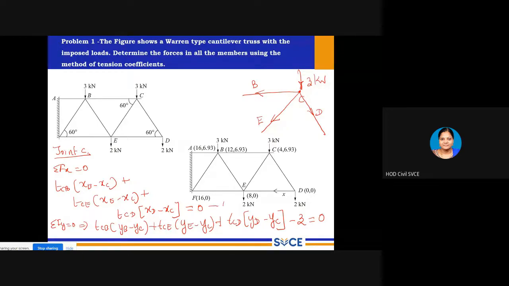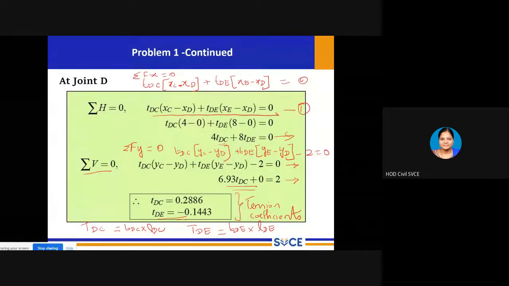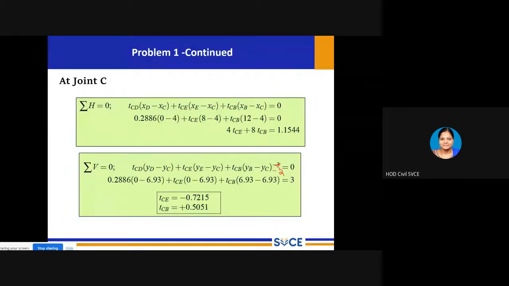Okay, so this is, again, the first equation and this is the second equation. So again, you have to substitute all the coordinates, the coordinates of the points B, C and E, similarly D. We already know the value of TDC, that is 0.2886, we already got from joint D. So TCD value is already known, so we have substituted that also, and all the X coordinates here, similarly all the Y coordinates here. After solving these two equations, we'll be able to get the tension coefficients TCE and TCB.